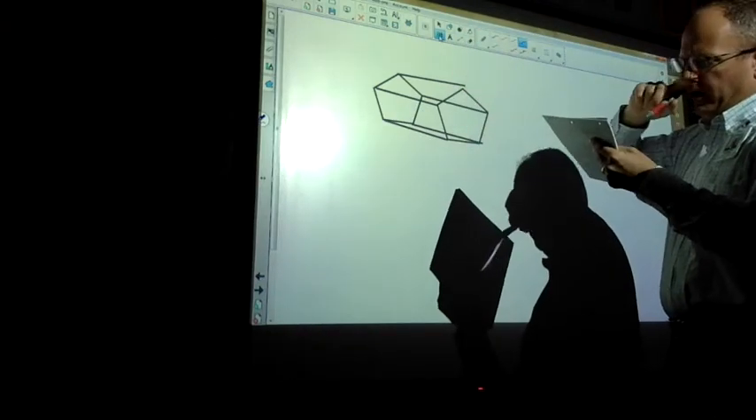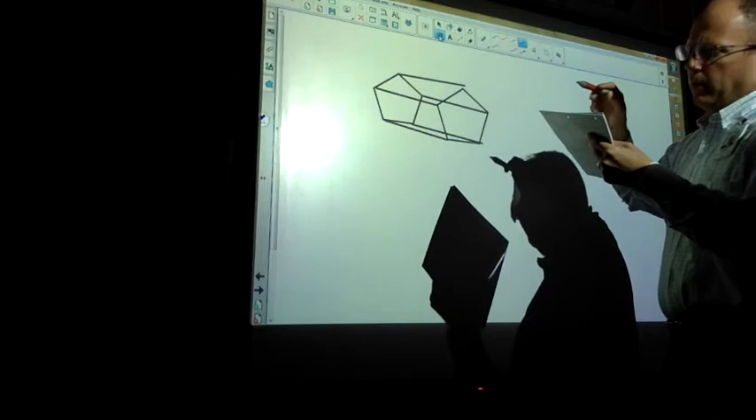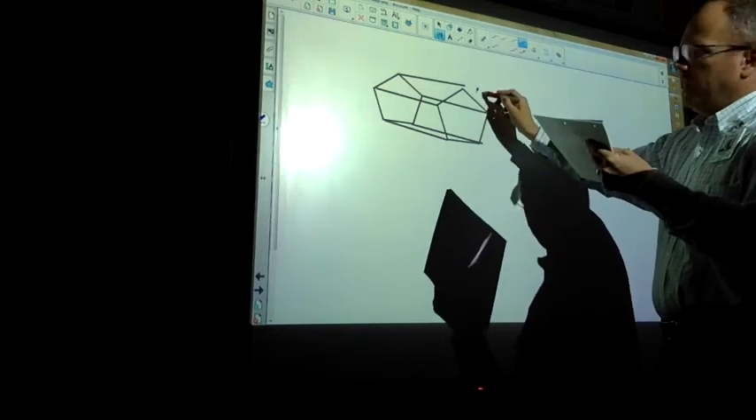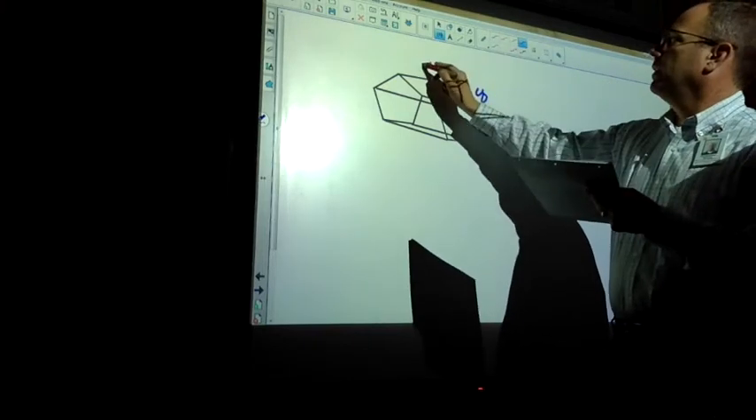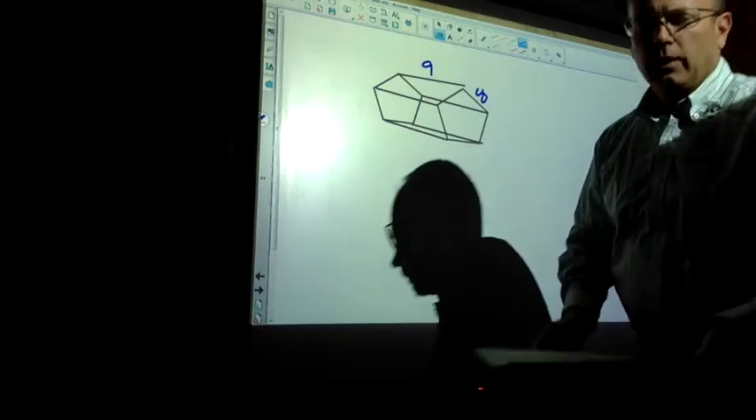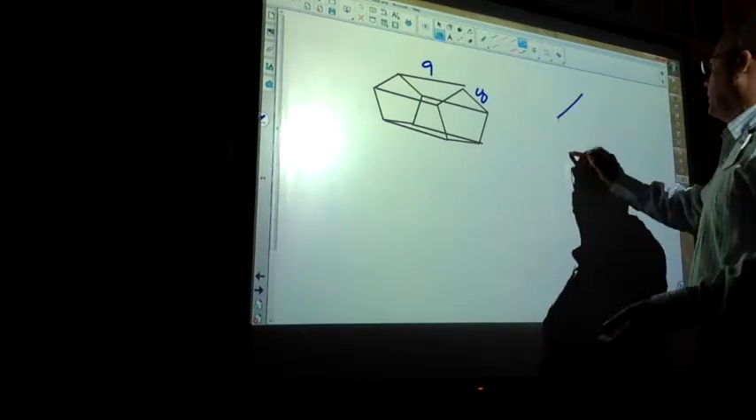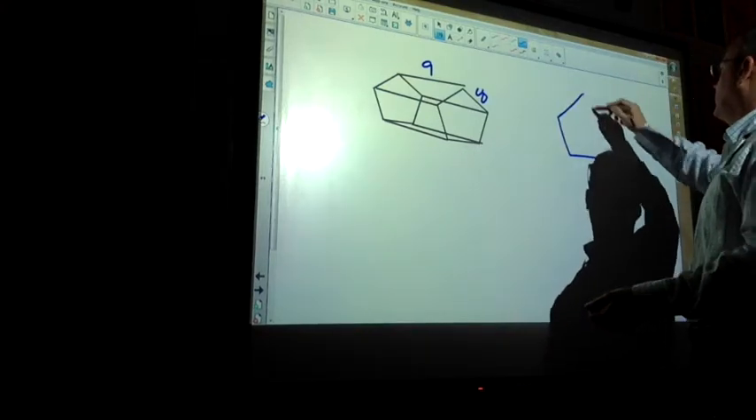Let's see. So I have a regular pentagonal prism with a base edge of 8 and a height of 9. Okay. So pull out the old pentagon. (n minus 2) times 180.